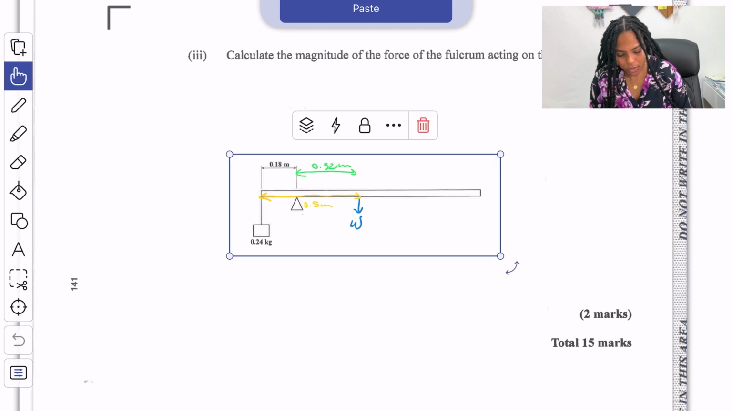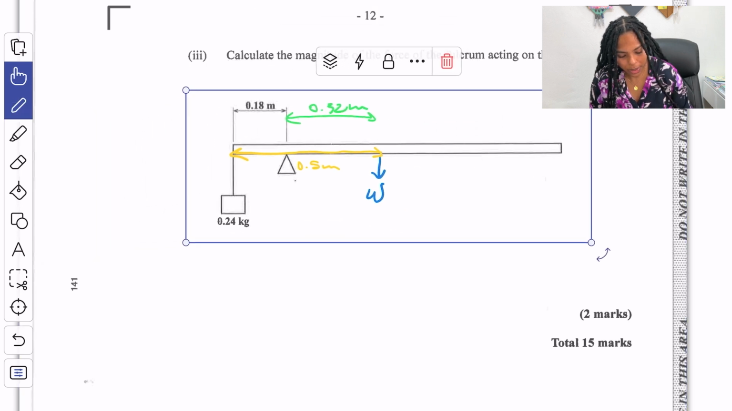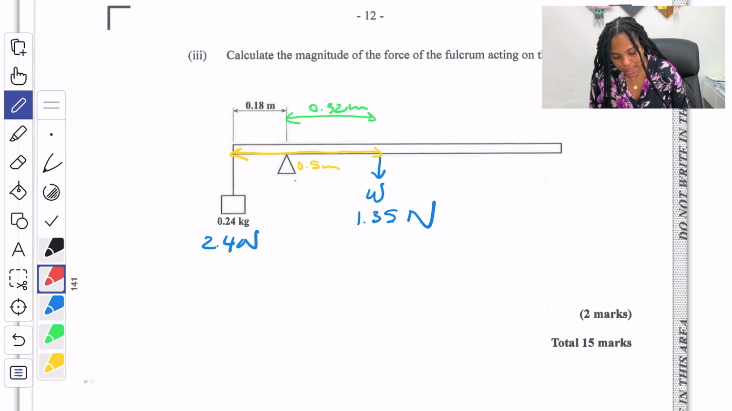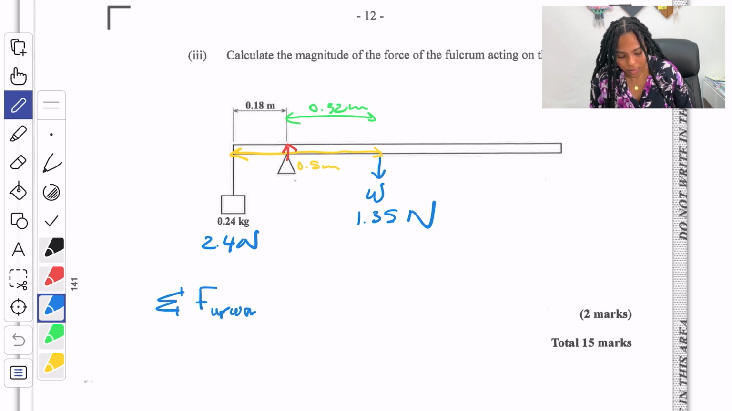what are all of the forces we have acting here? I have this weight that is 2.4 newtons. I have the weight of the meter rule, which I just found to be 1.35 newtons. And then there'll be an upward force acting on the meter rule from the fulcrum. And I know the sum of upward forces must be equal to the sum of downward forces for something to be in equilibrium.